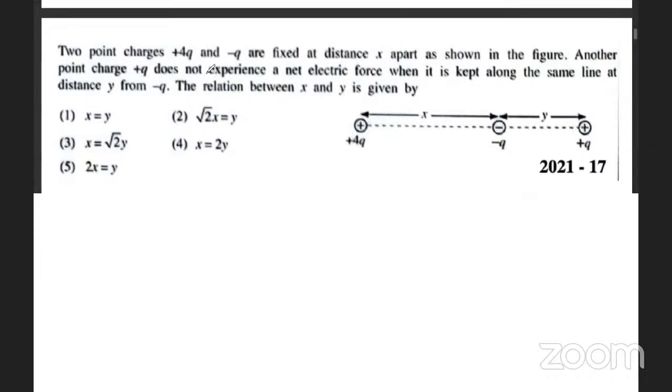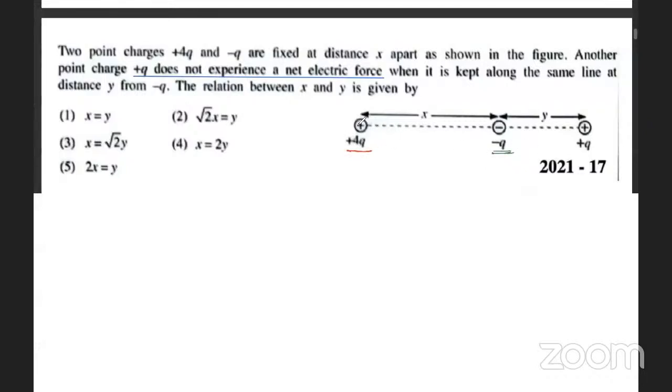Let's read the question. Two point charges, plus 4q, sorry, minus q are there. Another point charge plus q does not experience a net electric force. Normally when they give questions like that, the middle one doesn't experience a force. But in this particular question, they are saying plus q does not experience a net electric force. Right, so I'm going to use red color for plus 4q. Okay, and I'm going to go with green color for minus q.